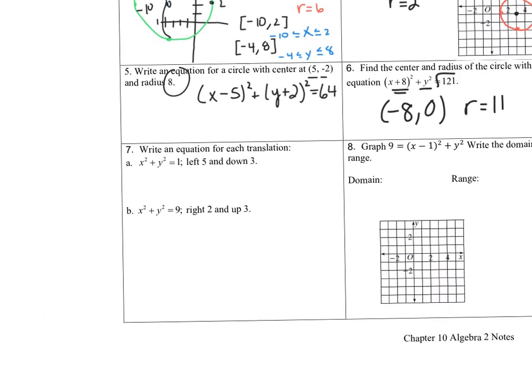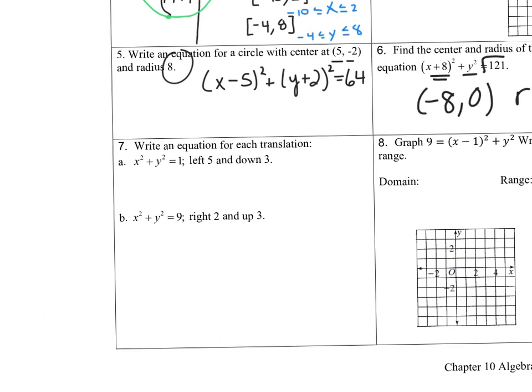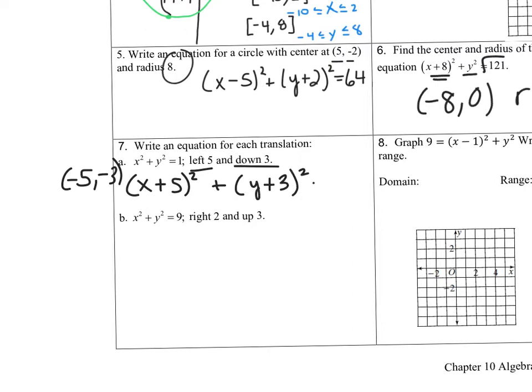Number 7, write an equation for each translation. It's kind of similar to what we did up there. Left 5, your center is now going to be at (-5, -3). If you want to write it that way first and then convert, it's going to be (x + 5)^2 + (y + 3)^2 = 1. We're still going to keep the radius the same, it's just been shifted.